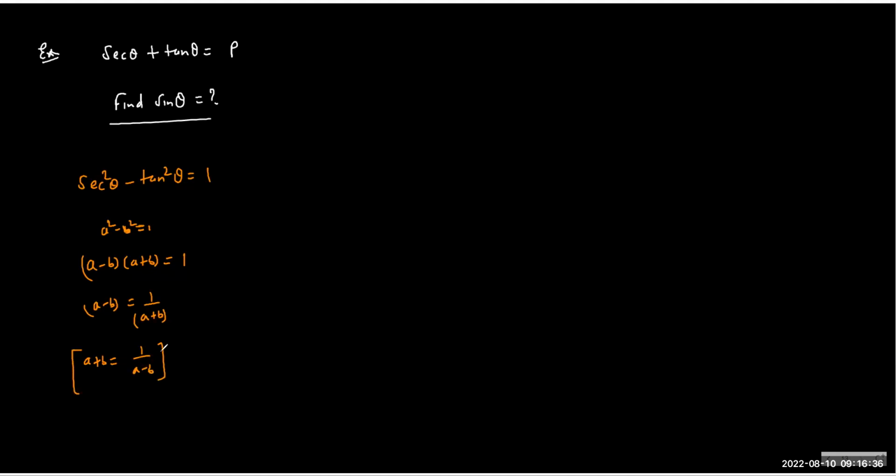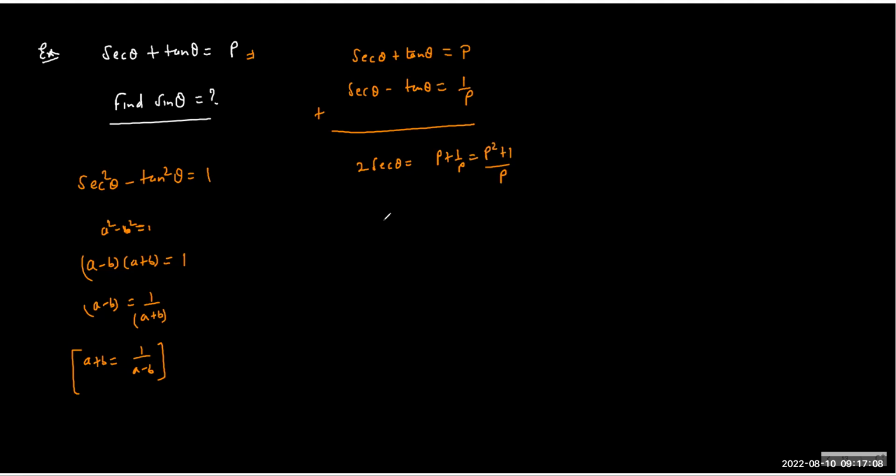So this is a beautiful relation. Because sec of theta plus tan of theta is given as p, the difference will be how much? Can you guess? 1 by p, it's simple, it's the inverse. And therefore, if I add these two equations, I can get the sec one first. So 2 sec theta equals p plus 1 by p, which is p square plus 1 by p. And so sec theta equals p square plus 1 by 2p.